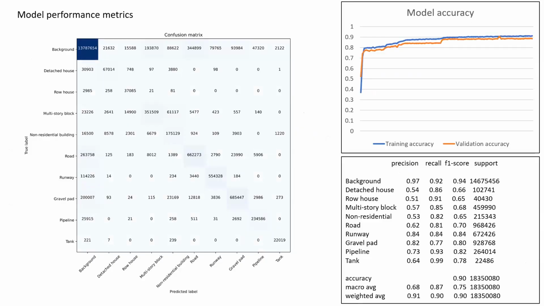So here are some of the model performance metrics. Precision, recall, and F1 score are standard semantic segmentation metrics. Overall, the model has done a pretty good job in detecting each of the 9 infrastructure classes. But if you look at the precision and recall of the building classes, you can see that the precision scores are low while the recall scores are high.